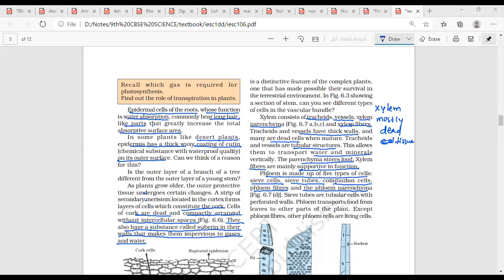Then transportation in xylem: water transportation in xylem takes place with simple physical force, like transpiration pull.